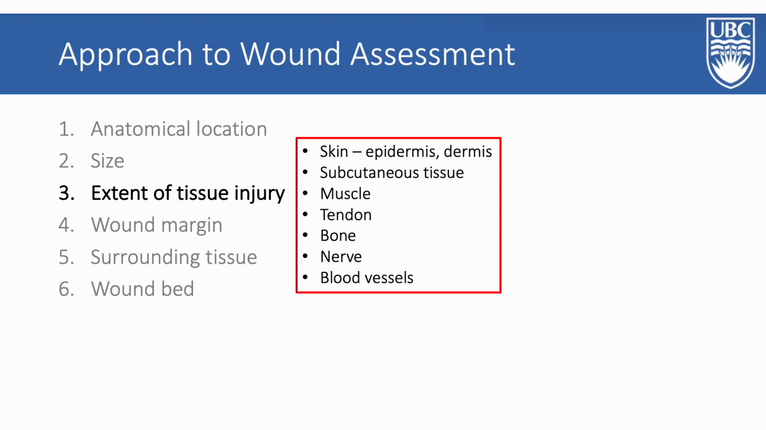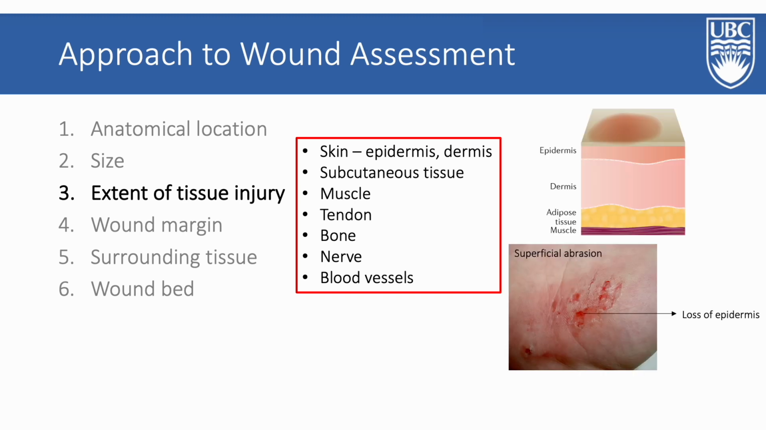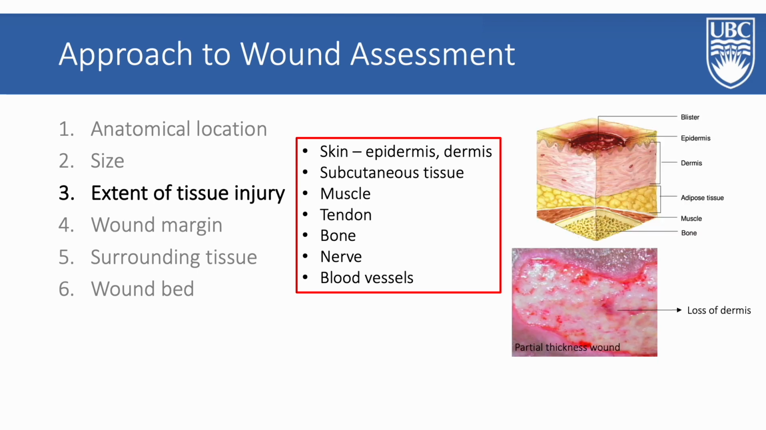Next, describe the extent and types of tissue involved in the wound. Note if the wound is partial thickness or full thickness. In a superficial abrasion, there is loss of epidermis only. In a partial thickness injury, there is loss of epidermis and dermis.